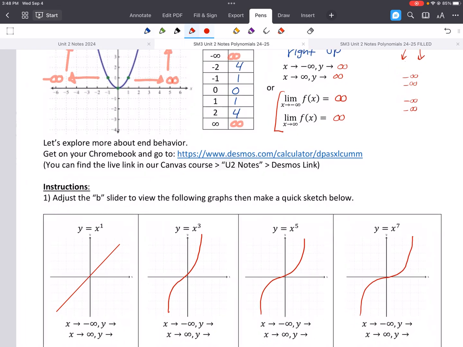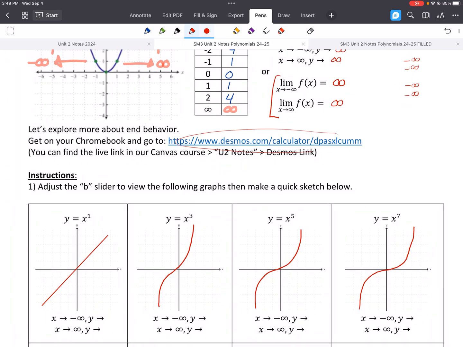There is this Desmos activity that I came up with to explore some of this information. Just to save time, I'm going to have these already sketched below. But I think it's helpful to go look at that and give it a try. I have it also on our Canvas course, so if you want a live link to click on rather than trying to type this all in.